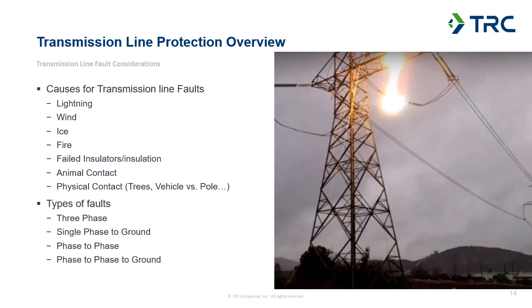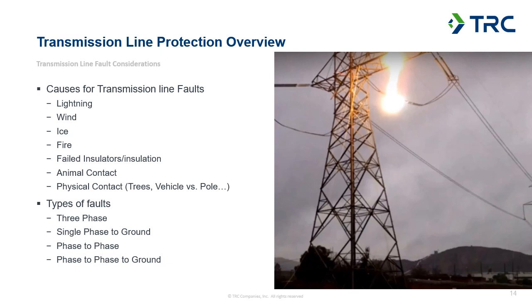We also have a single-phase-to-ground fault, which is probably the most common, and that's when a single phase of your three-phase system makes contact with ground, and that could be the actual ground, it could be your grounding conductors, it could be the transmission structure, but that's by far the most common because it's a failure of a single system. You can also have a phase-to-phase fault or phase-to-phase-to-ground fault, where either the two phases have made contact with each other, or the two phases have made contact with each other and ground.